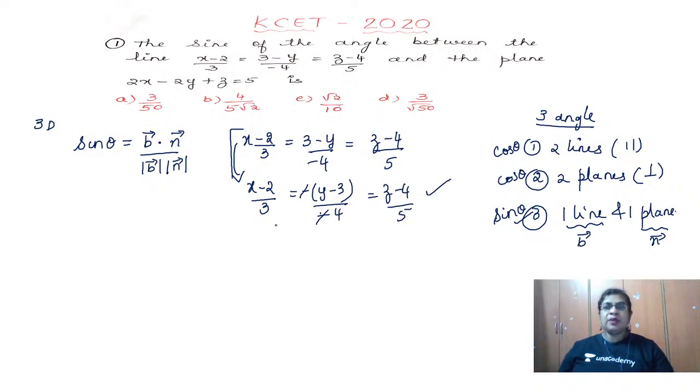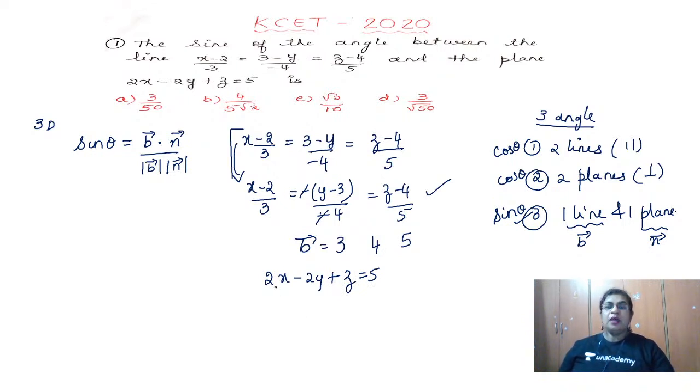So can I pick who is b vector then? Who is b vector? So b vector is nothing but the parallel vector. And where are the parallel vectors in a line equation? They are placed in the denominators, okay, the direction ratios. So what is the direction ratio here? It is 3i cap plus 4j cap plus 5k cap. So let me write the numbers now. Okay, and next from the plane equation, what is the plane equation? The plane equation is 2x minus 2y plus z is equal to 5. This is in the standard form ax plus by plus cz is equal to d.